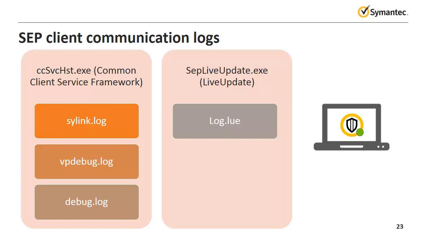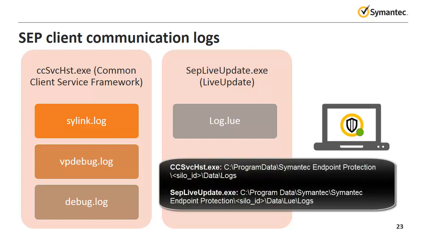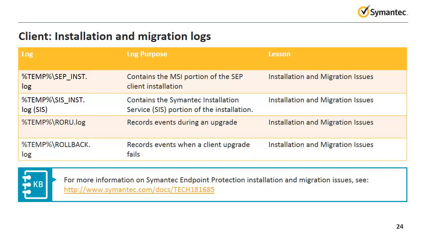Logging is another function handled by the Common Client Service Framework, so you'll work with it when troubleshooting client communication issues or scanning issues, or even general problems with the Symantec Management Client service. For live update, reference the log.lue file. I've included file paths for both sets of logs on the screen. For Sylink, it's customizable. You can actually specify the file path via the registry. You'll learn how to debug client communication issues in a later lesson video.